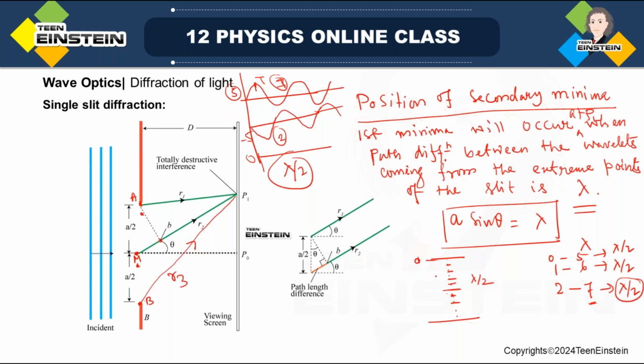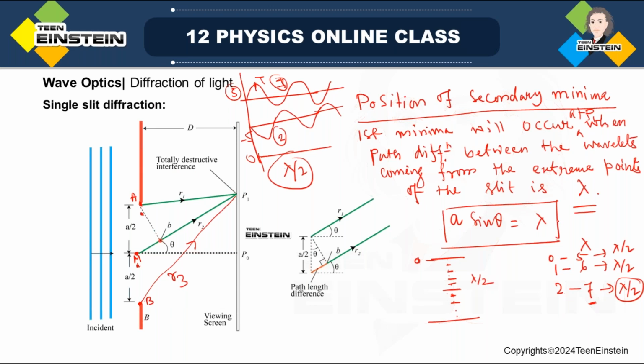That means those waves will interfere destructively, and that's how ultimately no two waves will be available to interfere constructively to give you some intensity at this point. So this is how you will get a dark point over here, or minima. Dark point means 0 intensity, that means minima. So totally destructive interference will occur at this position.